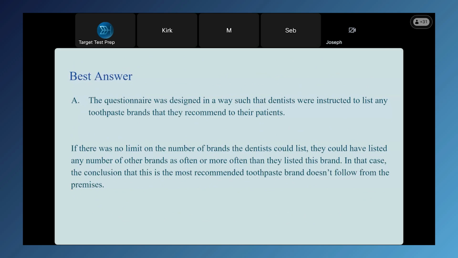Yeah, so a counterexample aligned with A would be like, say 80% of people recommended this brand, but they got to list as many as they wanted, and like 100% of people, or 90% of people, or 81% of people recommended a different brand, then it would be the case that their conclusion was not true.